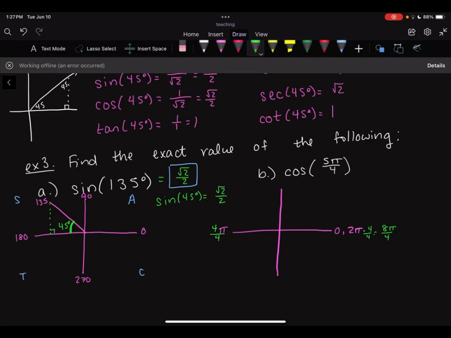I talked about this with you in 1.2, I think, about how to graph a radian angle. So 5 pi over 4 is going to be closer to 4 pi over 4. It's actually going to be right after it. So that's going to put it in quadrant 3.